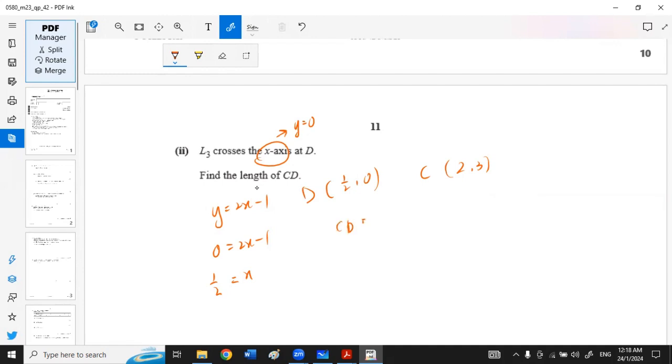For CD, it is equal to the square root of (1 over 2 minus 2) squared plus (0 minus 3) squared. Calculate, you get 3.354.